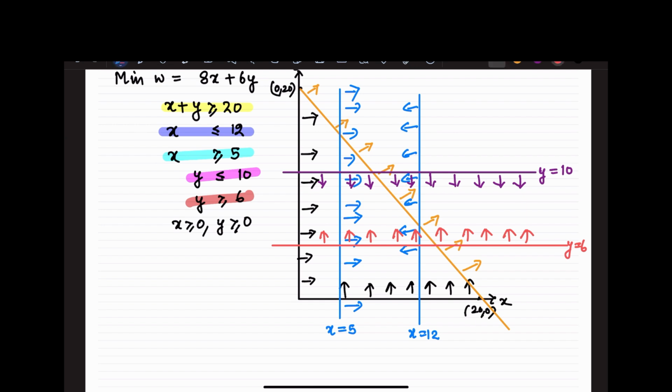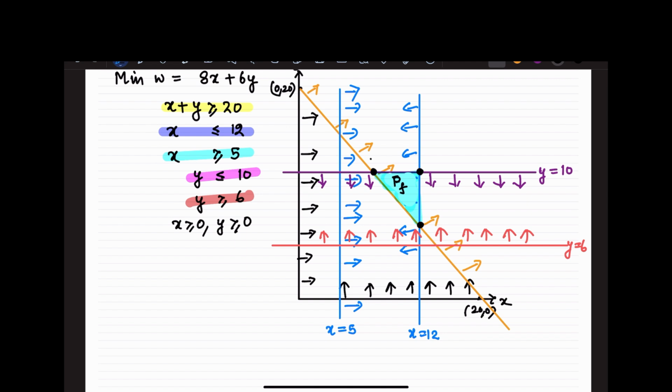So the corners are: this is a corner, this is a corner, this is a corner, and this is the region that is feasible. So I'll just write feasible region. This is the feasible region.